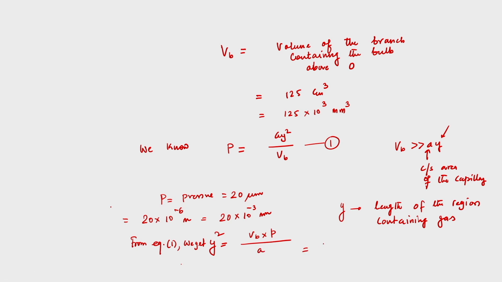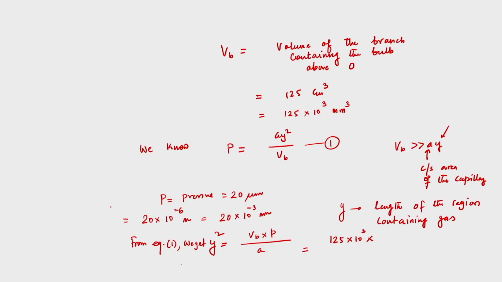So, we can calculate: 125 into 10 cube, that is the VB, and P, that is the absolute pressure of 20 micron.